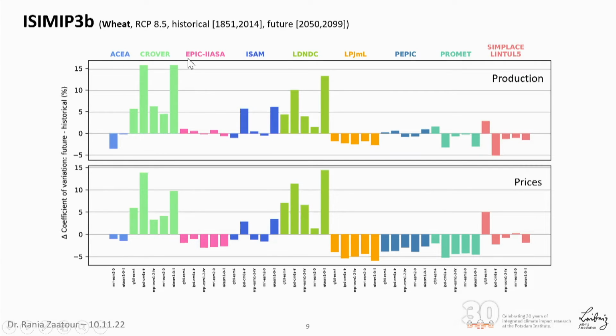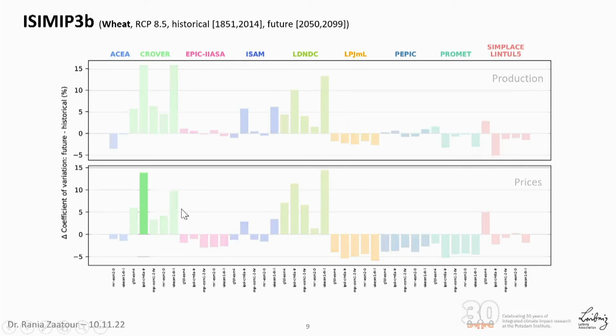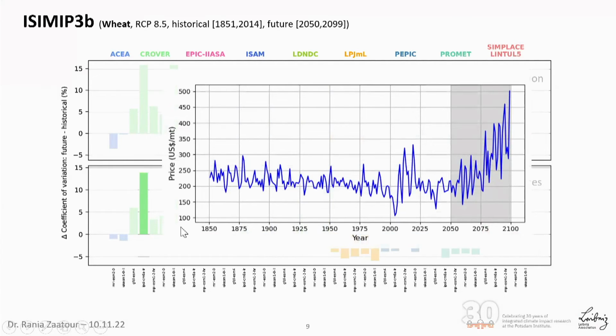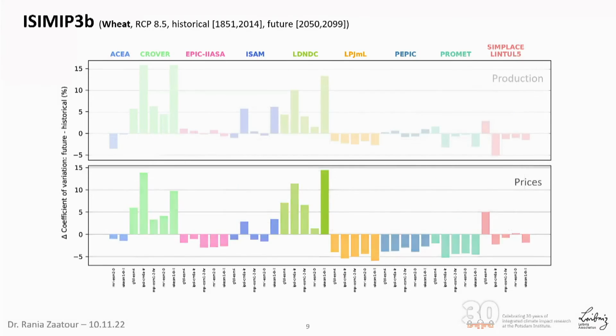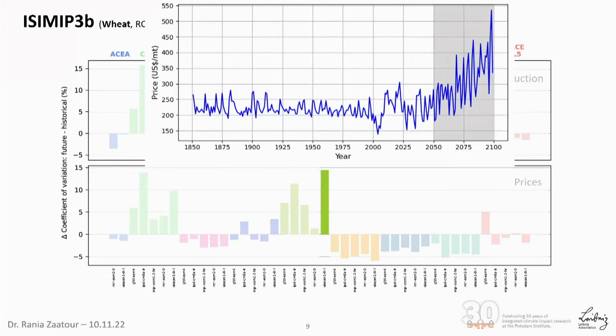As you can see here, production and price variability reaches 15% in terms of coefficient of variation, which translates into a dramatic level of volatility. For example, if we take this case under the Grover model, this translates into this price time series where prices not only get higher, but you can see that the variability of these prices is very important. Let's take another example under LDNDC. This almost 15% in terms of coefficient of variation translates into this variability in the future period, which is highlighted by the gray background.